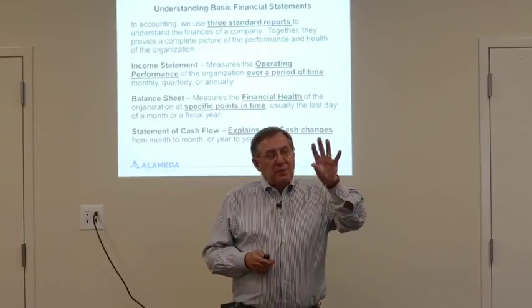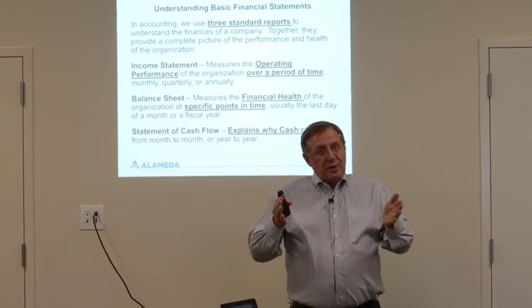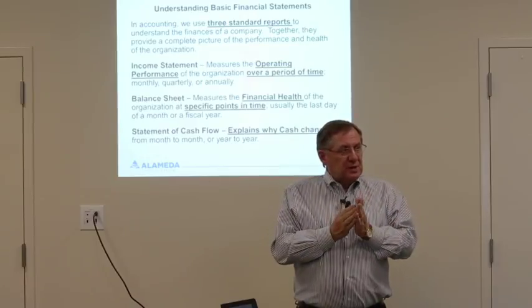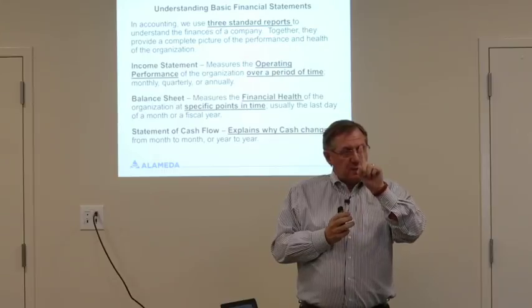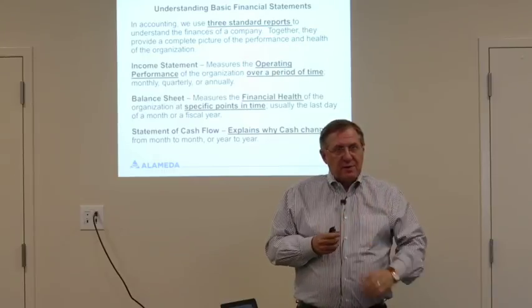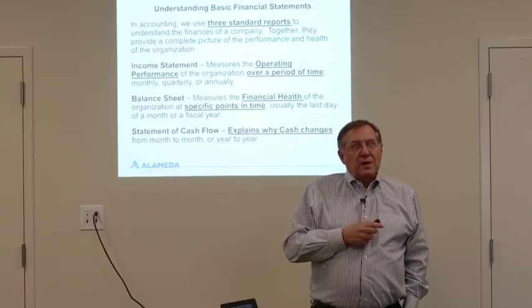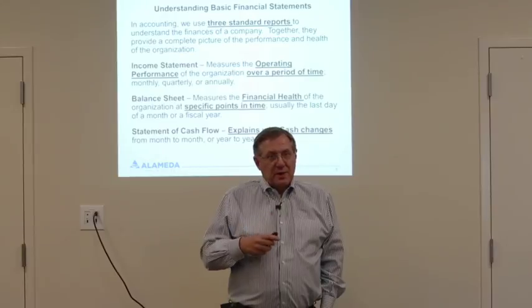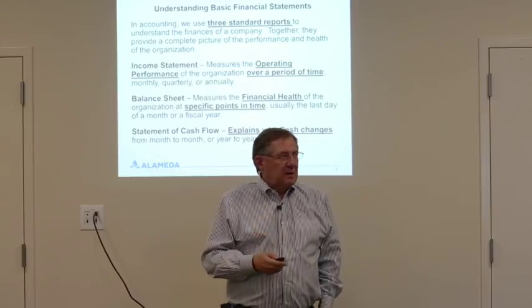So income statement is performance, and performance is measured over a period of time, typically a month or a year, whereas a balance sheet is reported as of a specific moment in time, not a period, but a specific moment in time. And then what a statement of cash flow does is explains why cash goes up or down. Okay, that's high level. Now let's go through that.